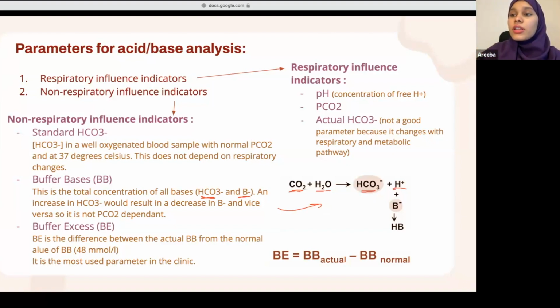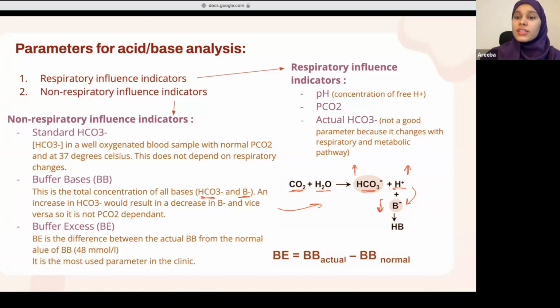So if there is an increase in bicarbonate, you're having an increase in H plus, and essentially it's going to bind to the B minus. So you're going to end up decreasing the concentration of B minus, right? So they have a reciprocal relationship, and that's why it's not dependent on the pressure of carbon dioxide. That's also why it's a non-respiratory influence indicator, okay?